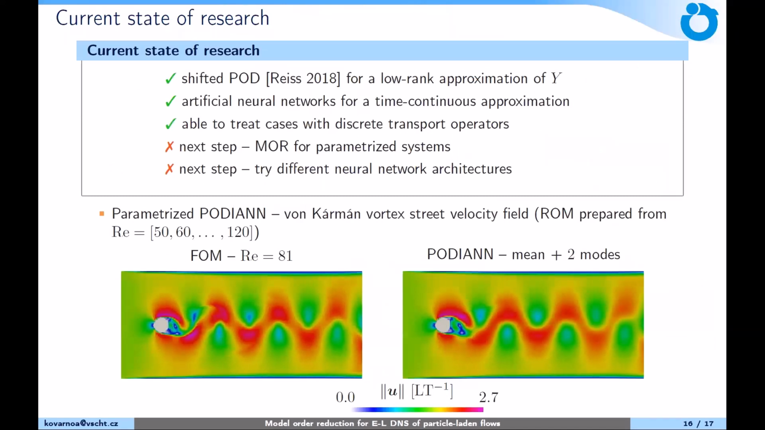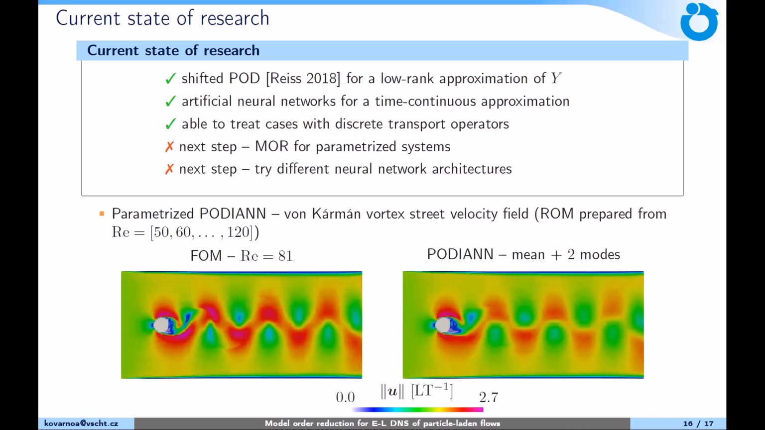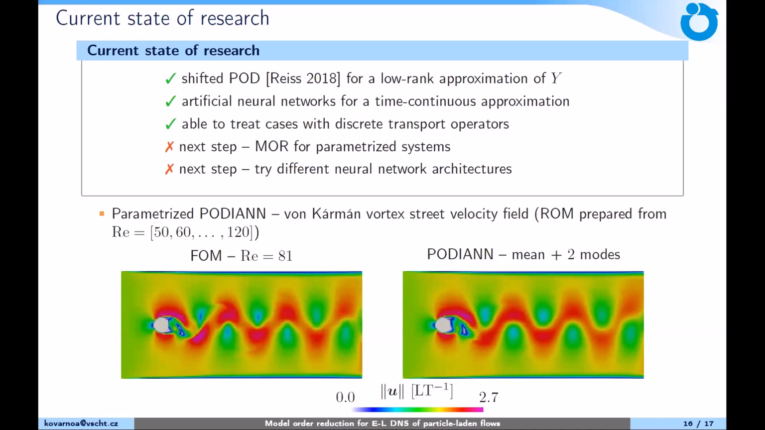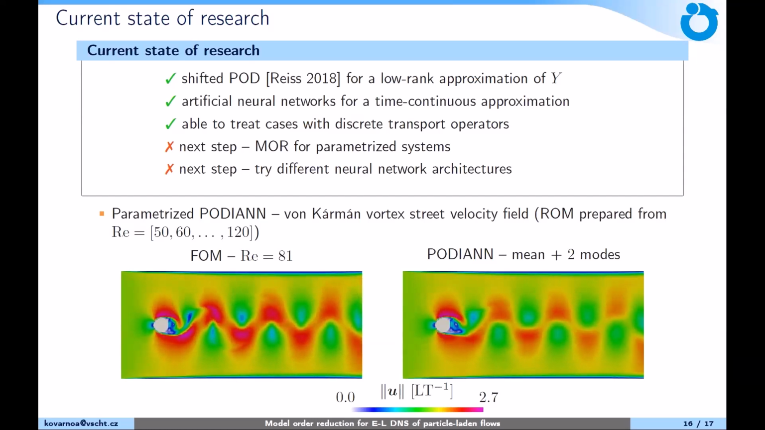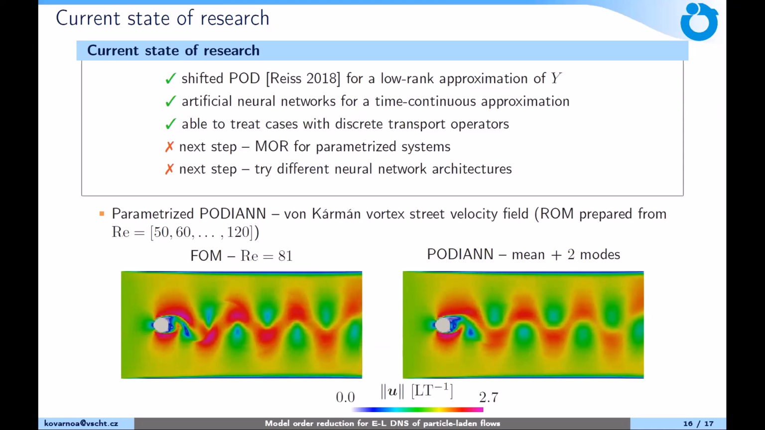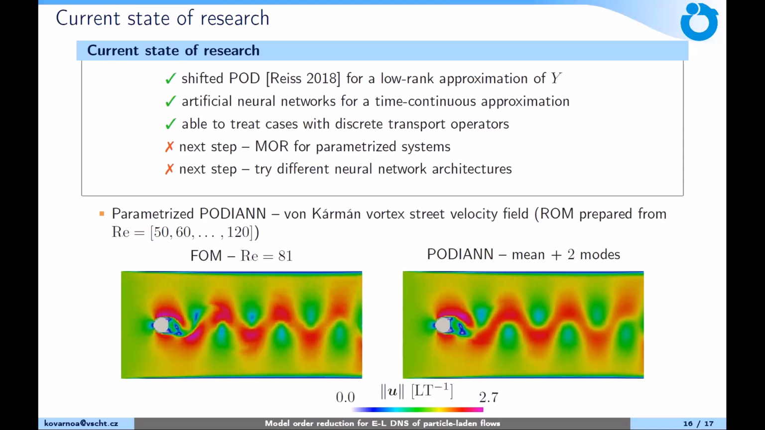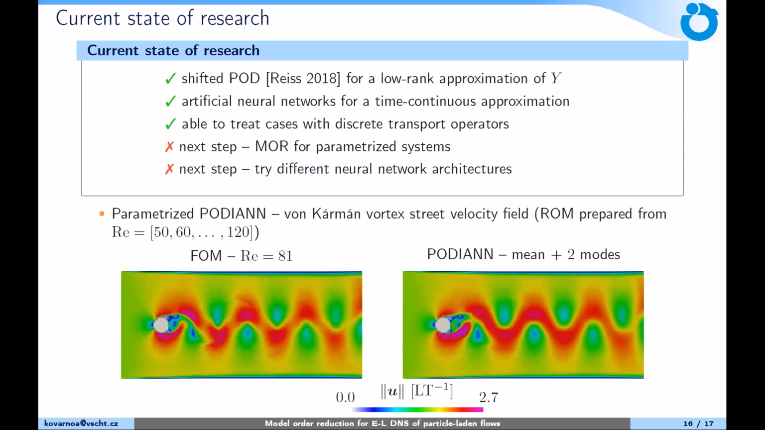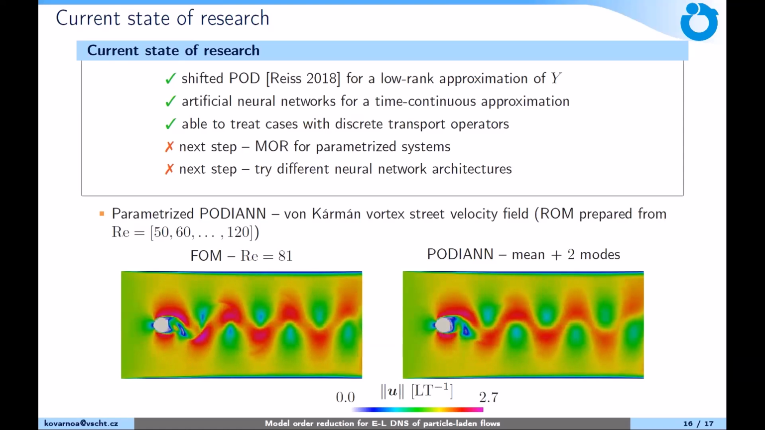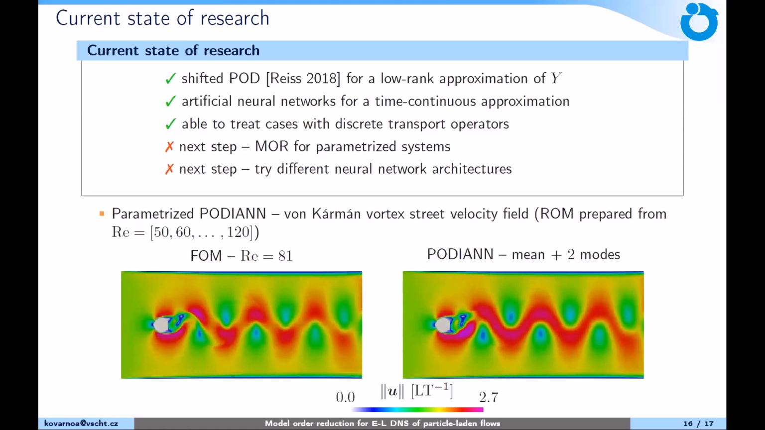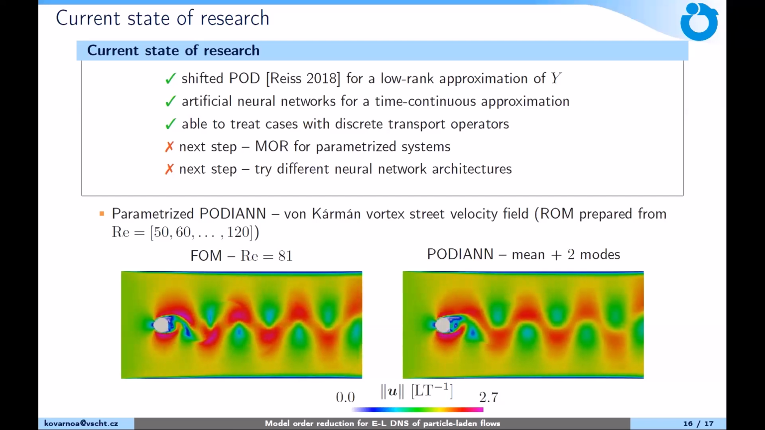So to conclude, we are developing a method of model order reduction for particle-laden flows. We are using shifted POD for a low-rank approximation of our data, and then artificial neural networks to get a time-continuous approximation, the reduced order model. We are able to treat cases also with discrete transport operators, by using another neural network to interpolate also between shifts. As the next step, we would like to extend this method to also work for parameterized systems, which would be really useful because we could also interpolate between the parameters.